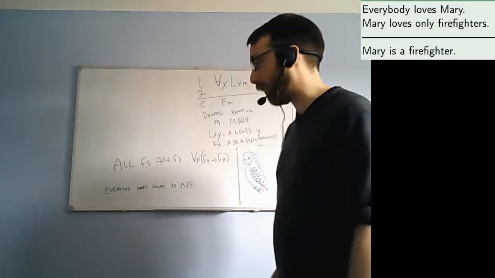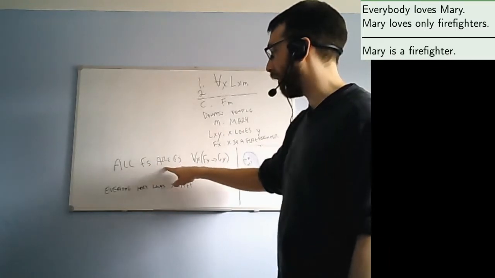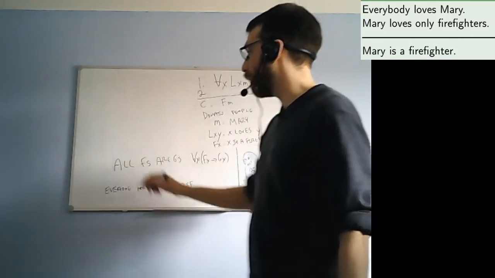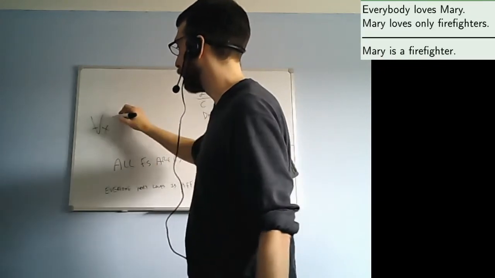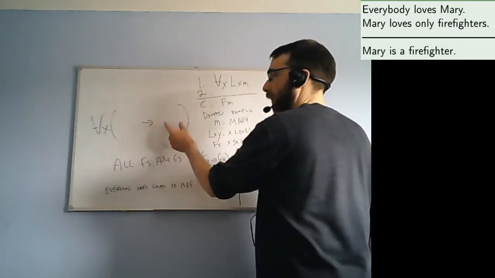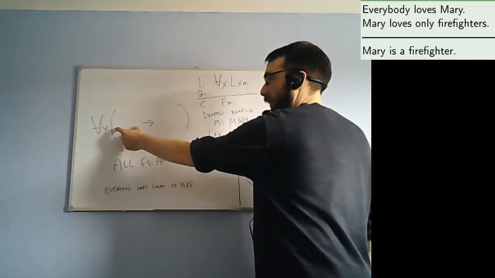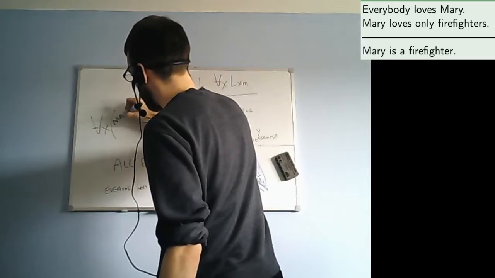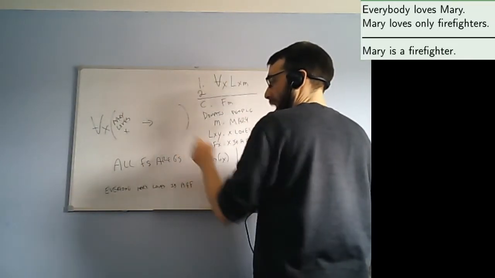Everyone Mary loves is a firefighter. All people Mary loves are firefighters. That's the pattern we're going to use. So if I want to say everyone Mary loves is a firefighter, then I'm going to write something like this. It's going to be for all X, something, arrow, something. All, what am I putting here? People Mary loves. So for all X, if Mary loves X, then X is a firefighter.